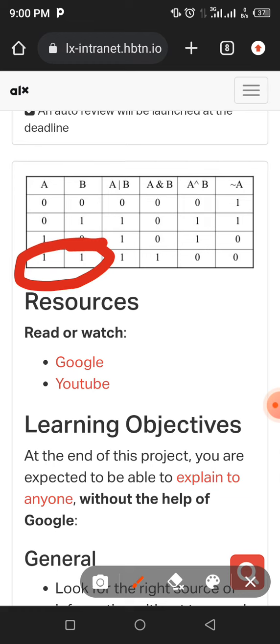Which is true. We have 1 here. So you can see that. So both of them make sure that they have a pen, which is this one we have over here. So that is for the pen.